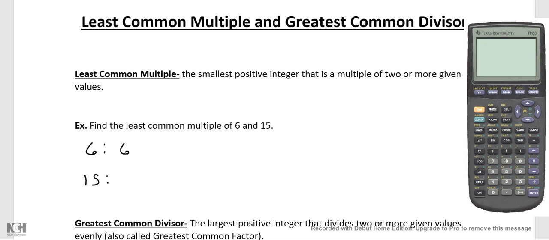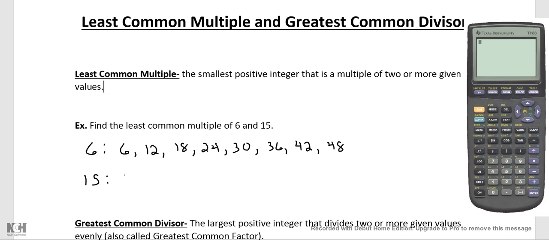6 times 1 is 6, so we start listing out multiples of 6. 6 times 2 is 12. 6 times 3 is 18, 6 times 4 is 24, 6 times 5 is 30, 6 times 6 is 36, 6 times 7 is 42, 6 times 8 is 48, and here we're multiplying 6 by bigger and bigger numbers, but the other way to do it is just to keep adding 6 every time. 6 plus 6 is 12, plus 6 is 18, plus 6 is 24, plus 6 is 30, etc. So there's multiple ways to think about it. Either we are continually adding 6 to get the next number, or we're multiplying 6 by bigger and bigger values.